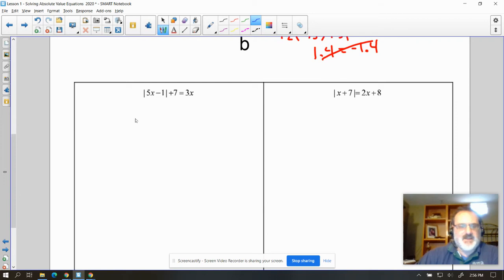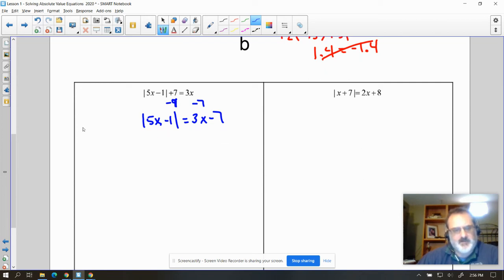So in my next example, I have to split after I isolate. So to isolate, I subtract 7 from both sides, and |5x - 1|, still in the bars, equals 3x - 7. Unfortunately, the 3x and the 7 can't combine, so I'm stuck with that phrase.